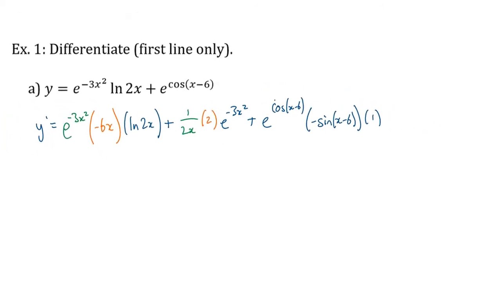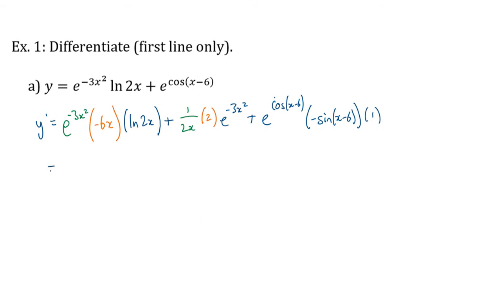And there's really not much cleaning up to do here. You wouldn't be required to do this, but generally we write monomials out front, so I'm going to do that just because I am rewriting everything anyway. And the only thing I can really do is 2 divided by 2 is gone, so 1 over x. In fact, I'll write it this way. E to the negative 3x squared over x plus, actually we'll do minus sine x minus 6 e to the cos of x minus 6.